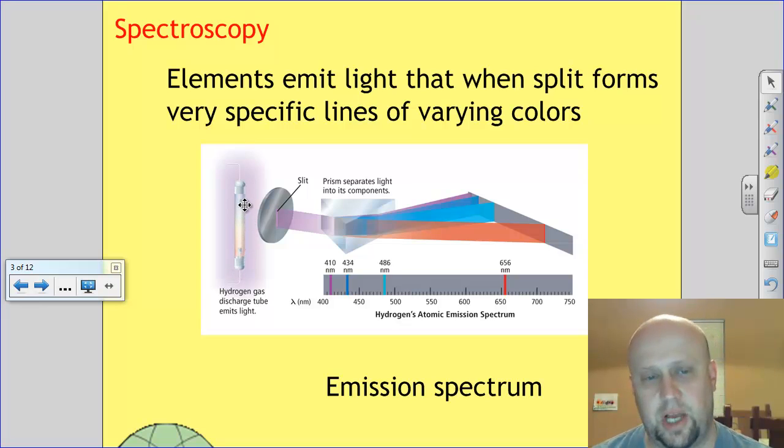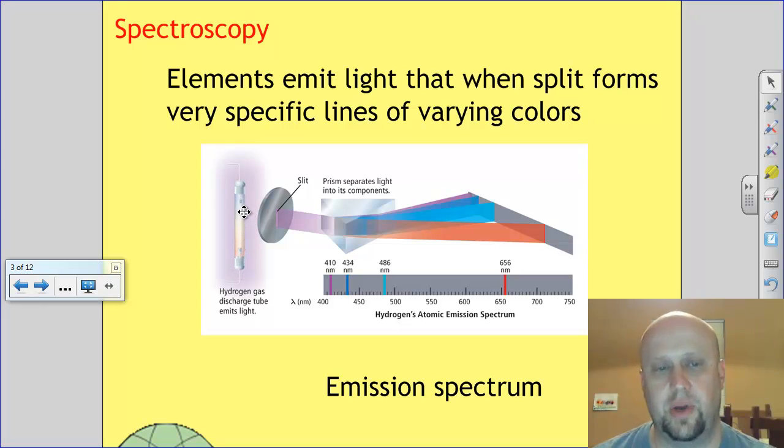And basically, if you apply a lot of energy to it, that hydrogen gas is going to glow and it's going to emit light. If you then pass that light through these slits, you can separate it out into these different bands. So we're going to take a quick pause and watch that video clip, and then we'll come back here.